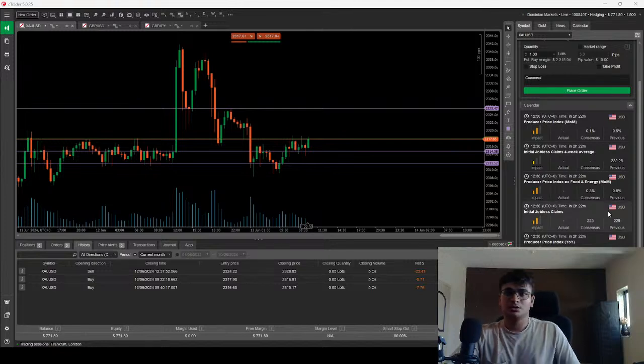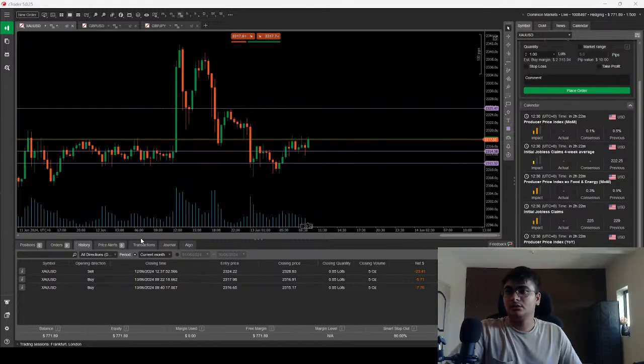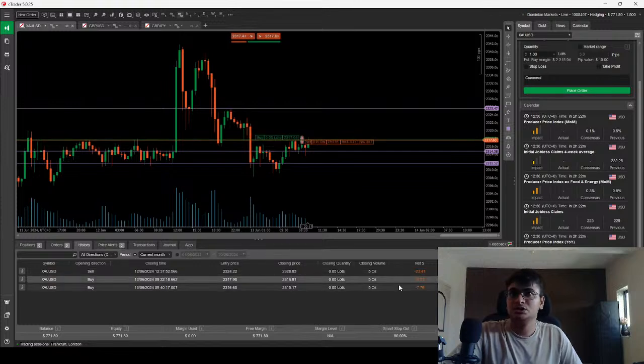Yeah, so yesterday was CPI and we took a sell on gold, which was not good. So, we lost around 3%. And today I have taken these two trades.